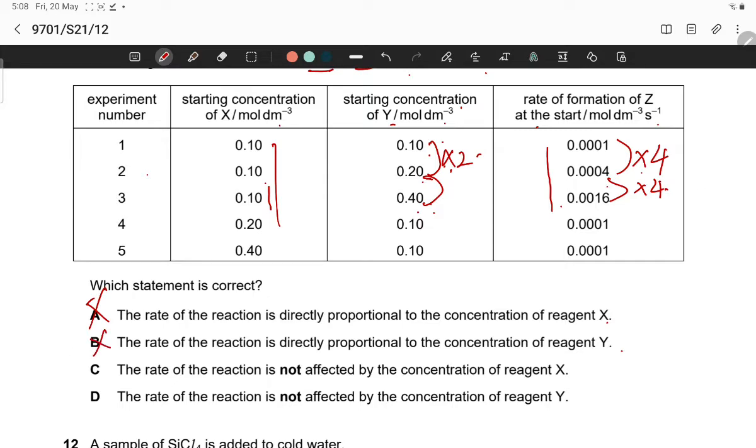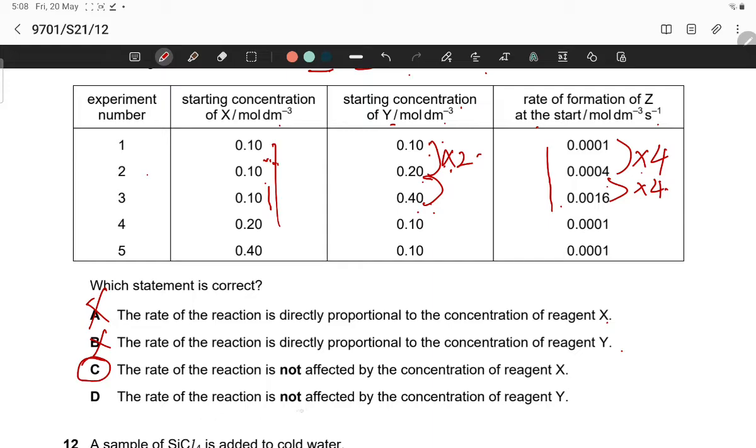The rate of reaction is not affected by the concentration of X. So this must be correct, because the rate is not affected by the concentration of X: the rate is going to increase, but there is no change in concentration of X. So this must be correct.